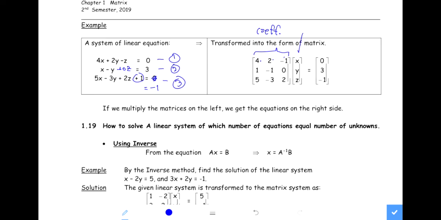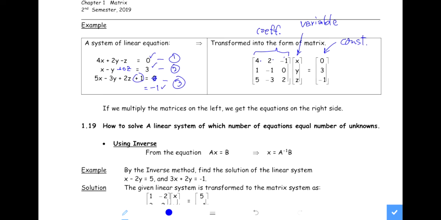This one we call the variable matrix. It's called the variable matrix because we have the variables x, y, and z there. We just put them there. And the last one is called the constant matrix, const for constant. What are the constants? They are 0, 3, and -1. They are just the numbers on the right hand side of your equations.